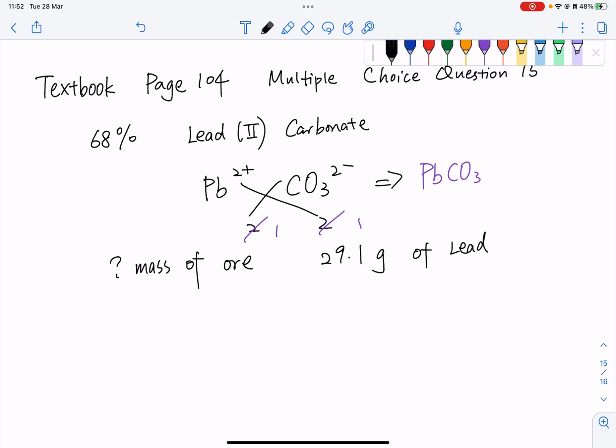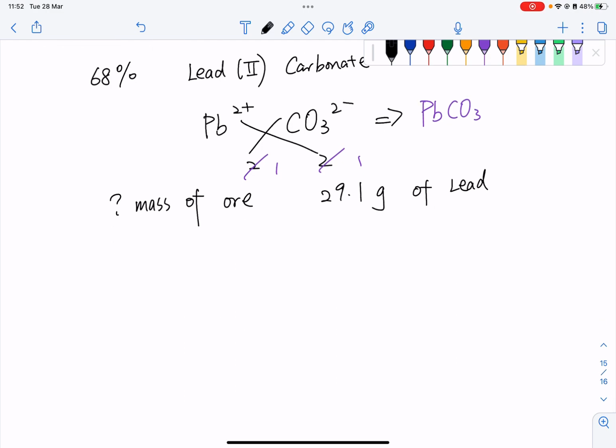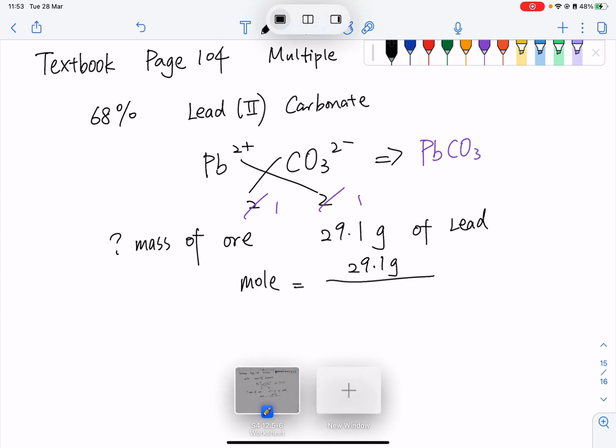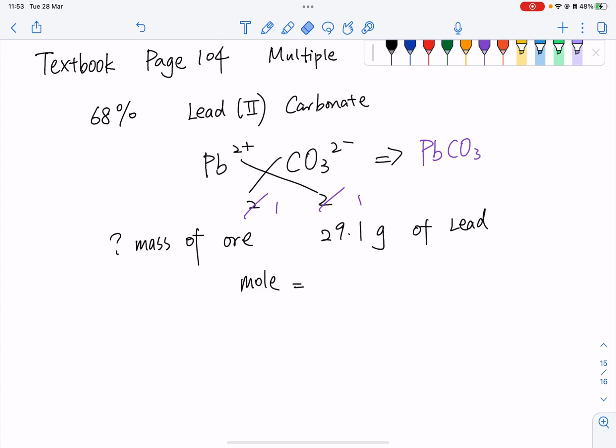Very interestingly, it has 68.0% of lead carbonate, right? Can we do a formula of number of moles first? For example, here we already have the mass for lead, right? We should be able to calculate its moles. The mass should be 29.1. I should write the formula here, sorry. The mole should be mass over molar mass, right?